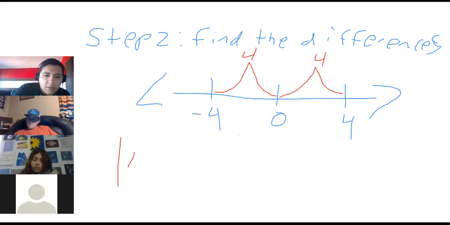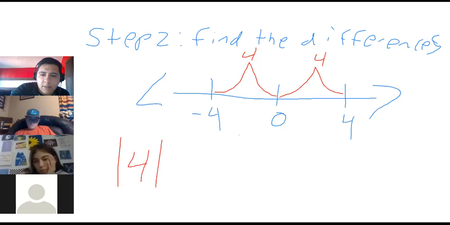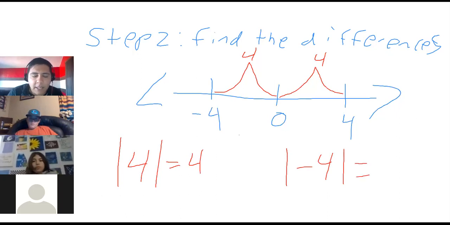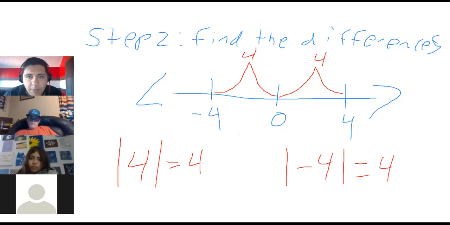So absolute value is written like this, two little lines around the number. So if I say, what's the absolute value of 4? The absolute value of 4 is 4. So what would be the absolute value of -4? The absolute value of -4 is also 4. So basically, we use absolute value because we don't care about negatives when we're talking about the differences in this case. So we're going to use the absolute values to turn everything that is negative into a positive. Okay, and that's essentially what absolute value is.